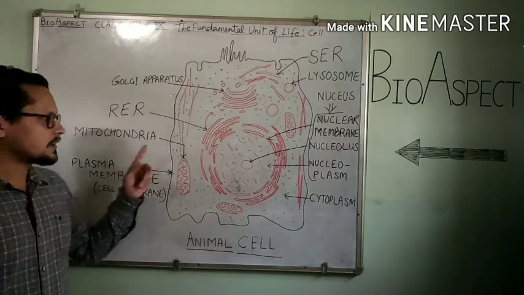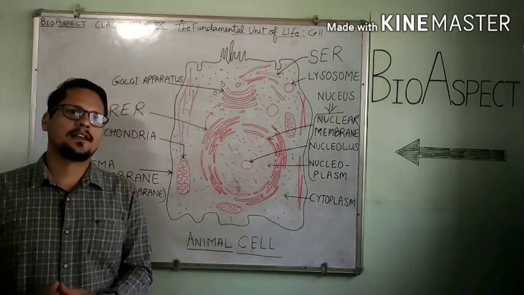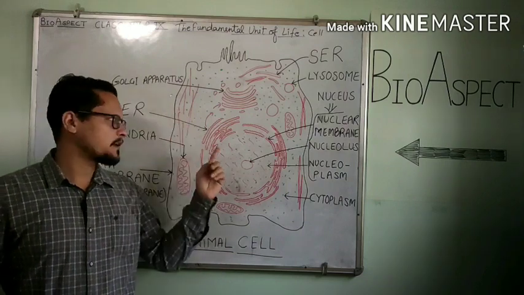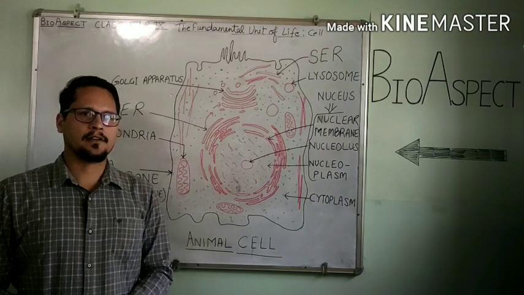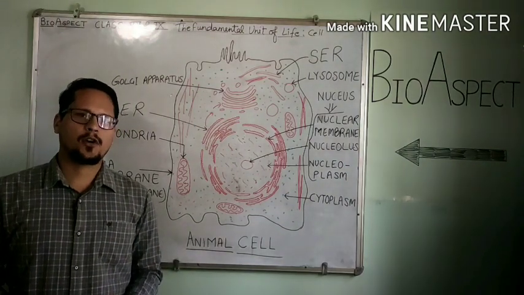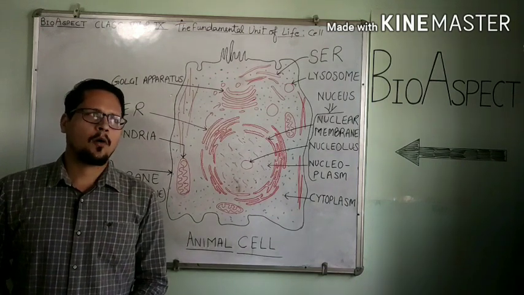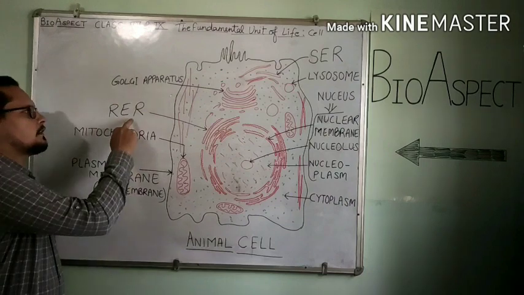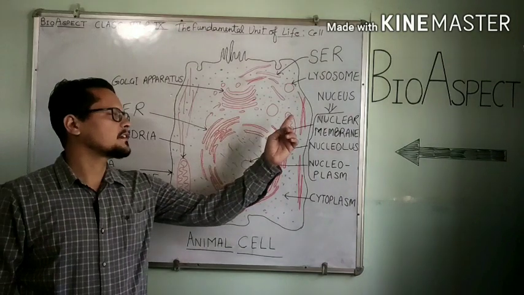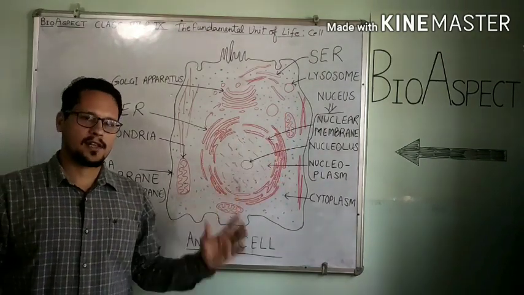Alright, now second is cytoplasm. Cytoplasm is the jelly-like substance which is found between the plasma membrane and the nuclear membrane. It is made up of mostly water, protein, carbohydrate, fats, salt, and minerals. All the cell organelles like rough endoplasmic reticulum, Golgi bodies, and lysosomes are scattered inside the cytoplasm.